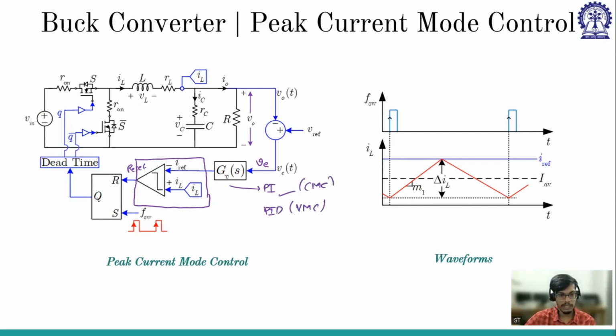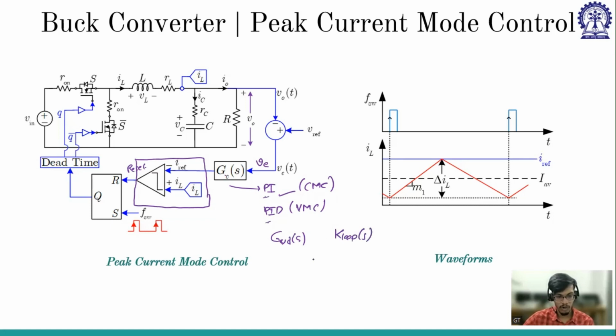Just a heads up. Sir, what happens if PID is used in current mode control? So that will come from the small signal model. We don't actually need PID. We just need PI. So that we'll discuss in the controller design. Why only PI is sufficient, why not PID? So it actually comes from the transfer function GVD of S. So that loop transfer function we will consider, and from the loop transfer function we'll decide whether we need PI or PID.